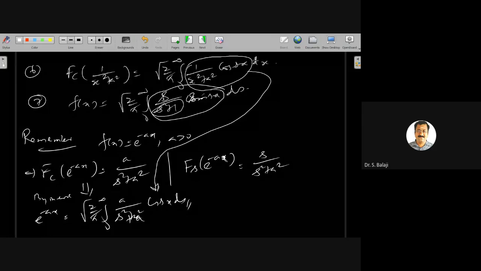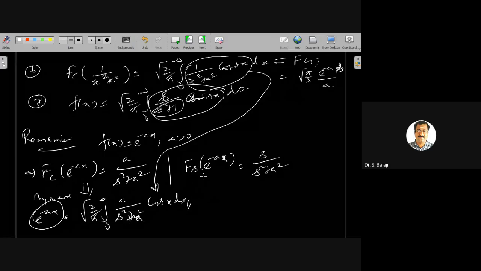What is your conclusion here? Here you get a function of s, but here the answer is a function of x. Since the integrand has 1 instead of a, we take a outside. Therefore, comparing these two integrals, the answer will be root of pi by 2 e power minus ax by a.